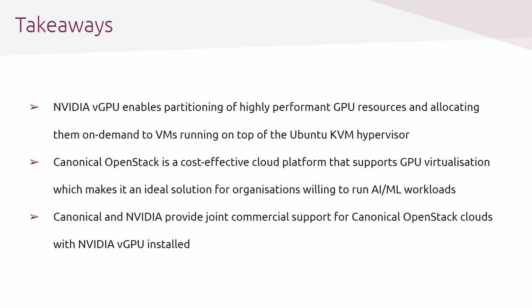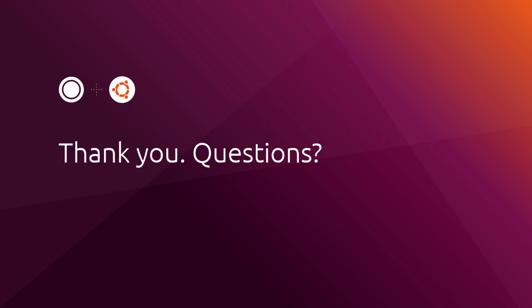Using Canonical OpenStack helps to bypass typical implementation challenges, including high infrastructure costs, high entry barriers, lack of resources or facilities, and dealing with multiple vendors. This comes from its price-performance optimized architecture, total bottom-up automation, Canonical's fully managed services, and joint commercial support provided by Canonical and NVIDIA. And that's pretty much all for today.